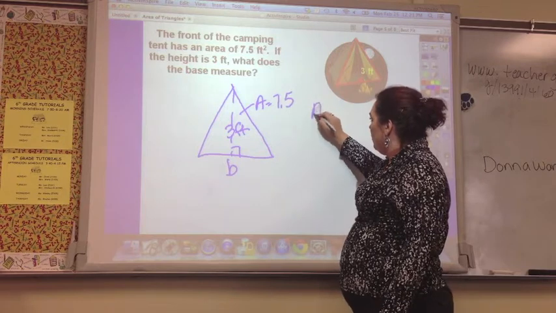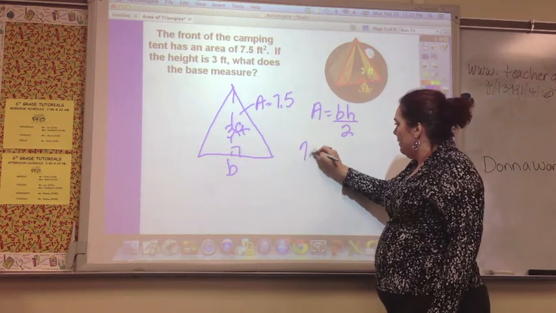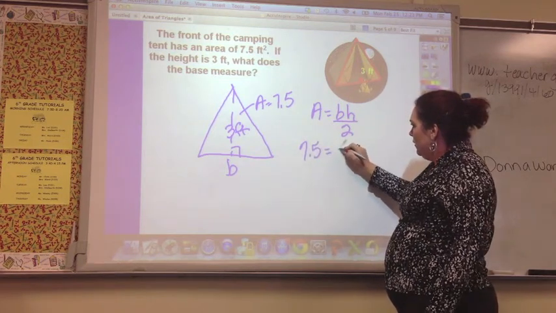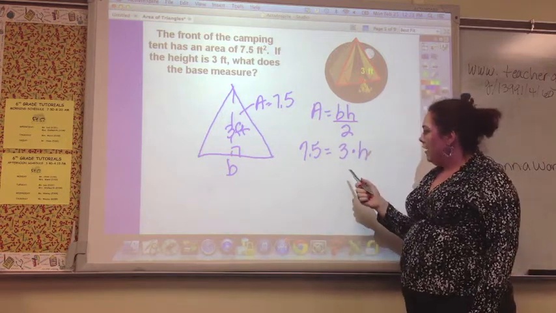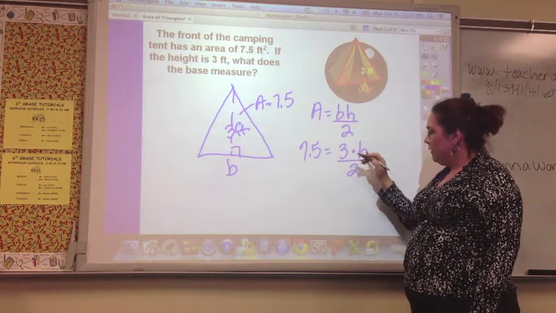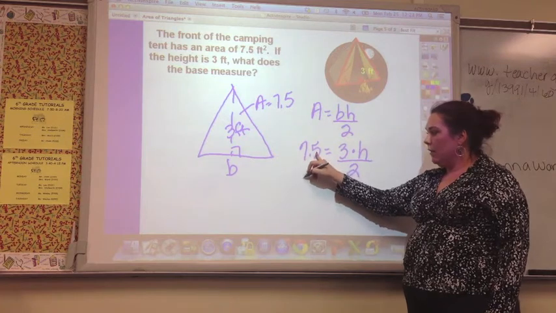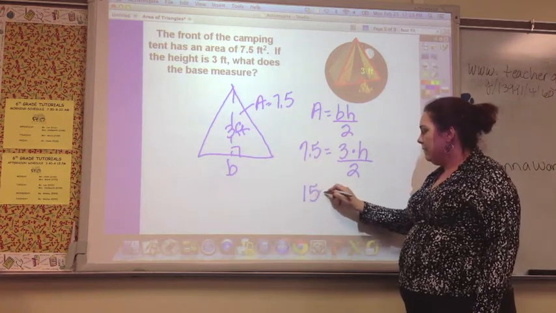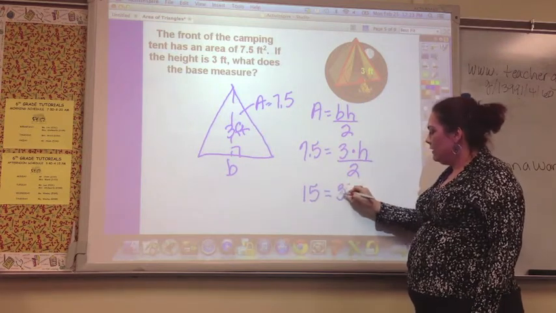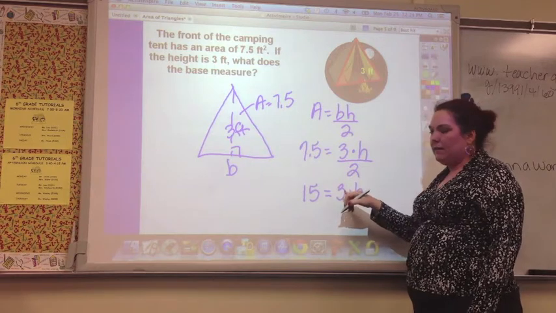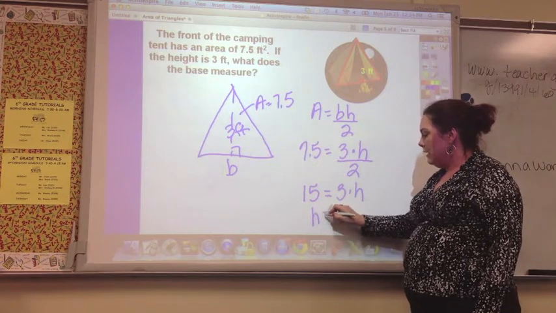Well, let's write the formula and put in what I know. So 7.5 equals 3 times the height, divided by 2. If I divide by 2, I have to multiply this by 2, or add this 2 times. So this would be 15, and you have to double this area, and then you get 3 times the height. And so you have to say 3 times what number equals 15. So the height equals 5.